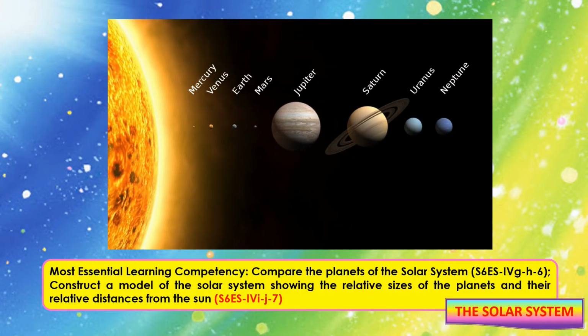I will go along with you as we study a topic from the most essential learning competency, compare the planets of the solar system, and construct a model of the solar system showing the relative sizes of the planets and their relative distances from the sun. Now, I want you to prepare your activity sheet, paper, and ballpen before we start our lesson.